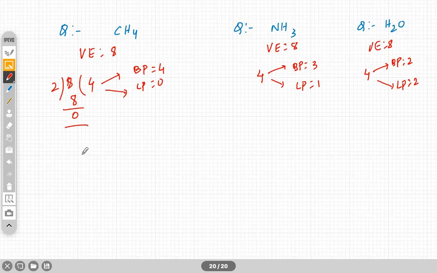So all these are tetrahedral geometry. This one is pyramidal shape. Pyramidal. And here the shape is V shape, V bent angle.